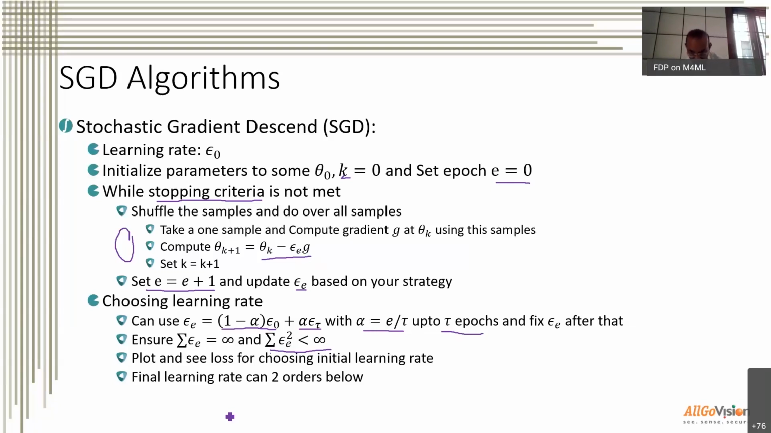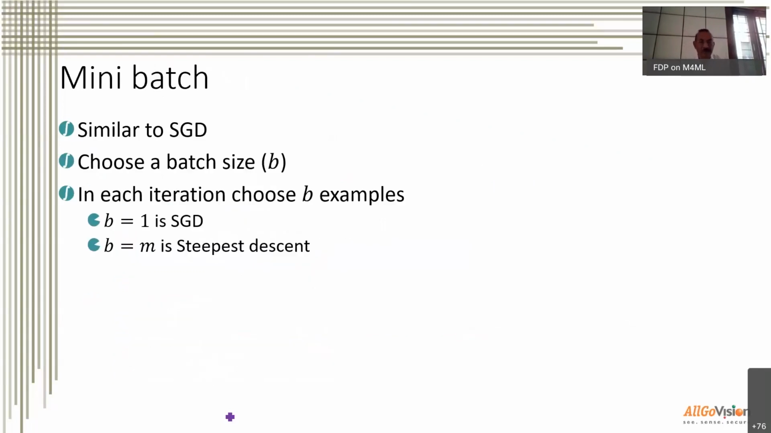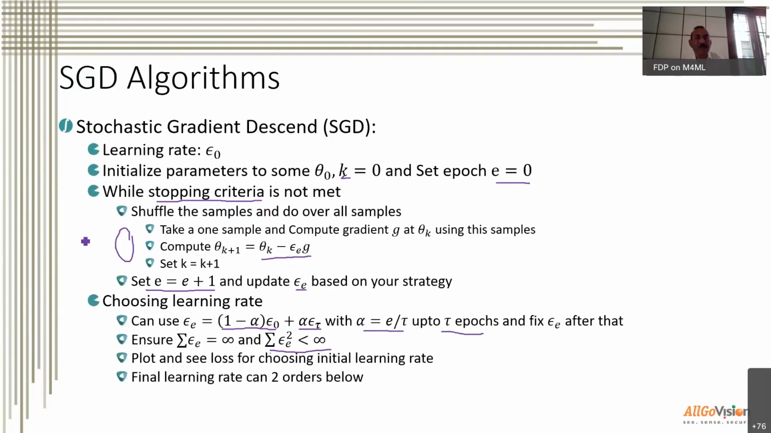Moving on, another is the mini batch algorithm. It is very similar to SGD, but we choose a batch size B. In SGD we do these steps for each example. Here we take B examples at a time, compute the gradient for those B examples at one time, and take the average of those gradients. We use that. That's the only difference between mini batch and SGD.